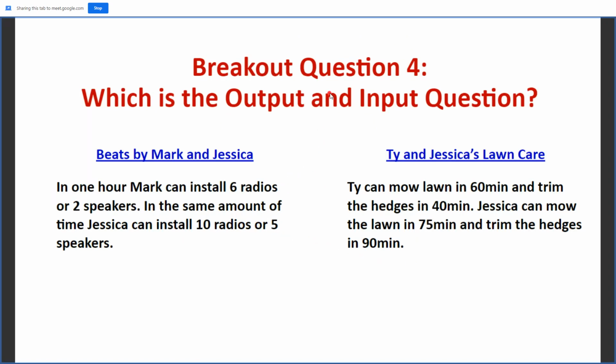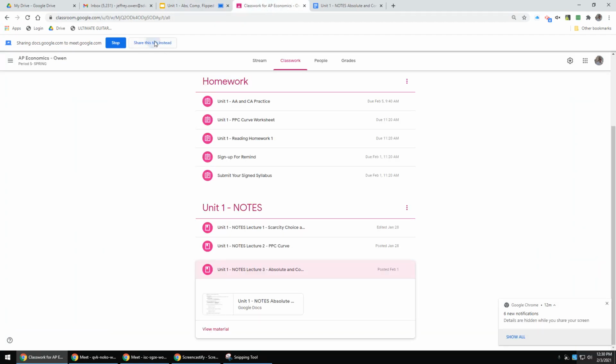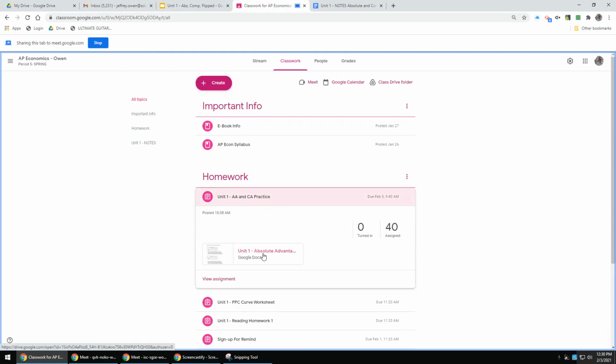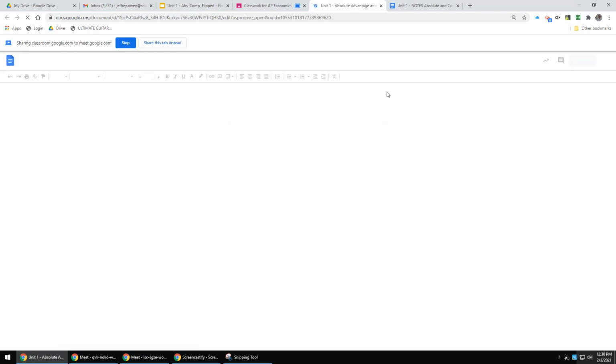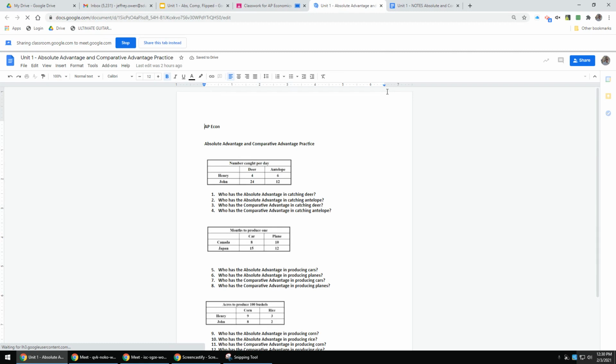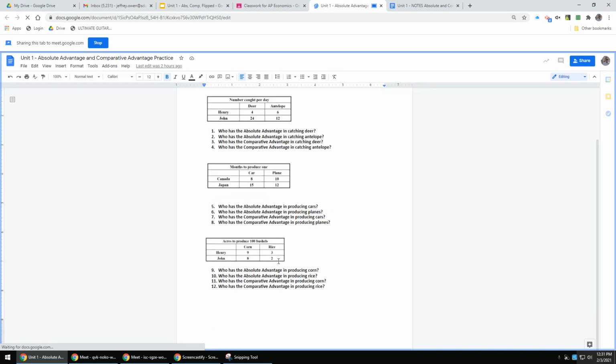What I thought I would do briefly is show you guys what the homework is. Let me drop over here. I think I put it in here. Homework. Yep. So for your homework, I just took the problems that we just looked at because we've already identified if they're output or input. Let's practice doing our absolute advantage and comparative advantage. Let me share this over. So you got your number caught per day, you got your months to produce one, and you got your acres to produce 100 bushels. We'll identify the absolute advantage and the comparative advantage in each one.